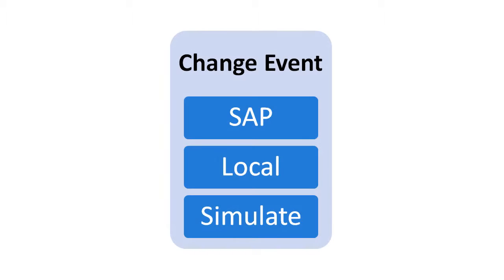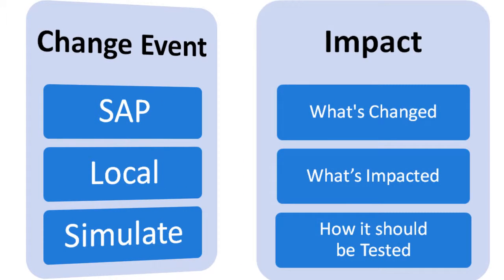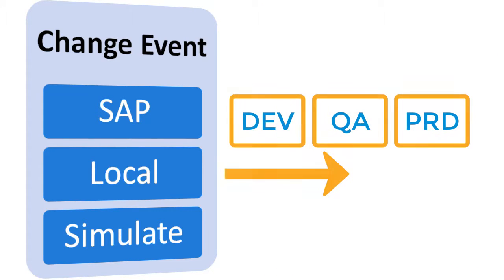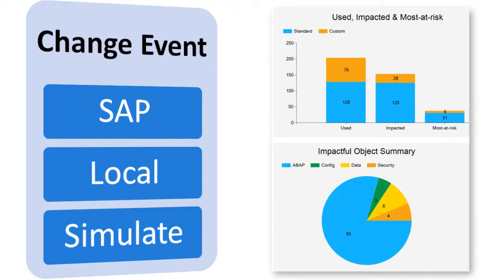Whether you're upgrading, applying support or enhancement packs, or releasing transports, LiveCompare assesses the impact of change. It identifies what's changed, what's impacted by the change, and how it should be tested. Let's say you're releasing your weekly bundle of transports into your quality assurance environment. Run LiveCompare to get full visibility of the impact.